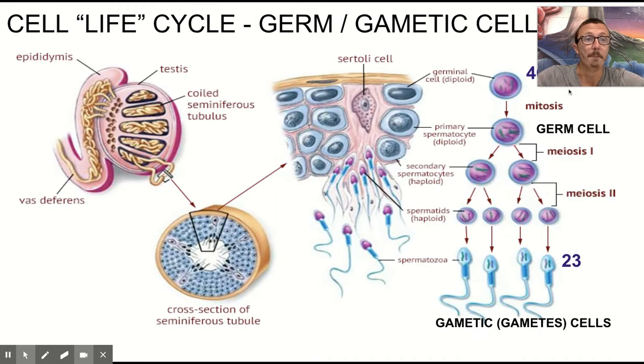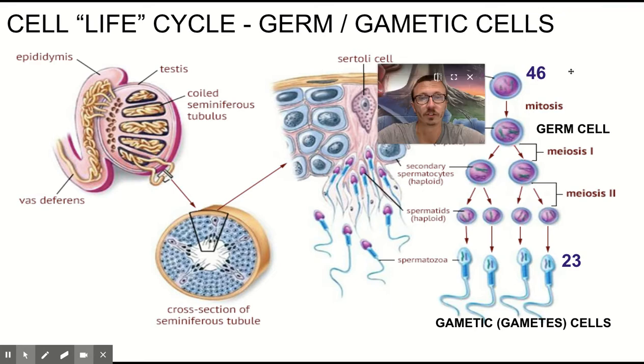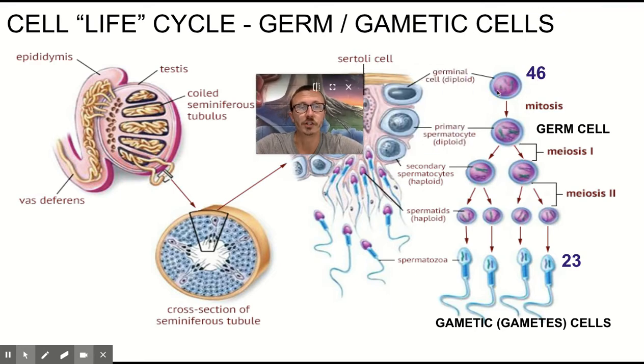Now, in males, our germ cells would be in the testes. And so there are specialized cells that are responsible for undergoing meiosis, and you can see that over here. This germ cell would be diploid, right? So it starts out with our complete set, and then it might undergo mitosis to make multiple copies of itself, because over the course of your life as a male, you may make millions of sperm. And so you're going to need lots of those germ cells.